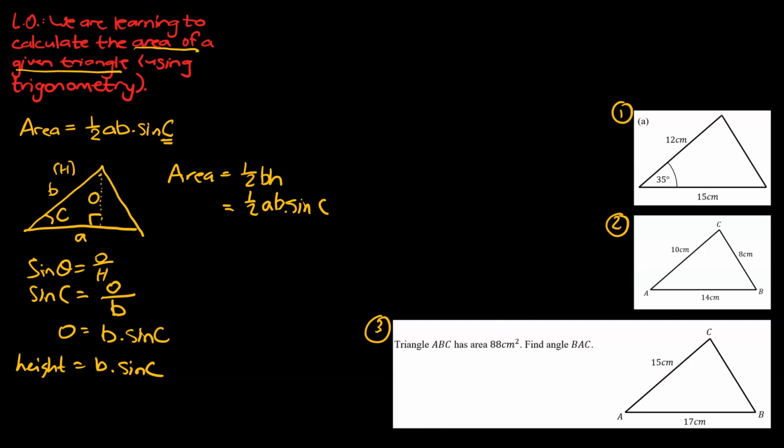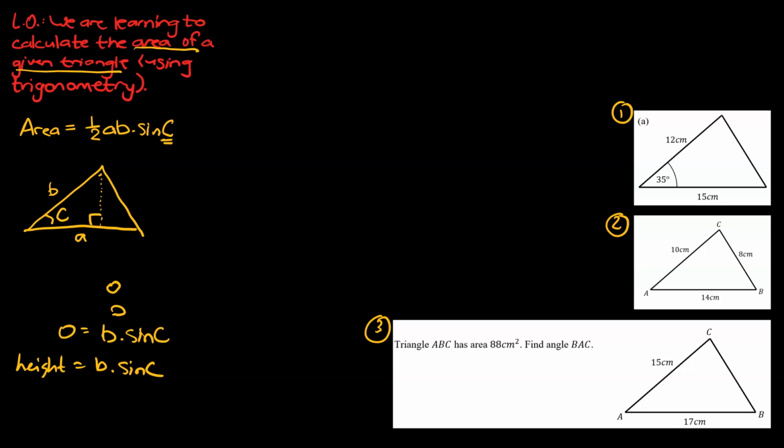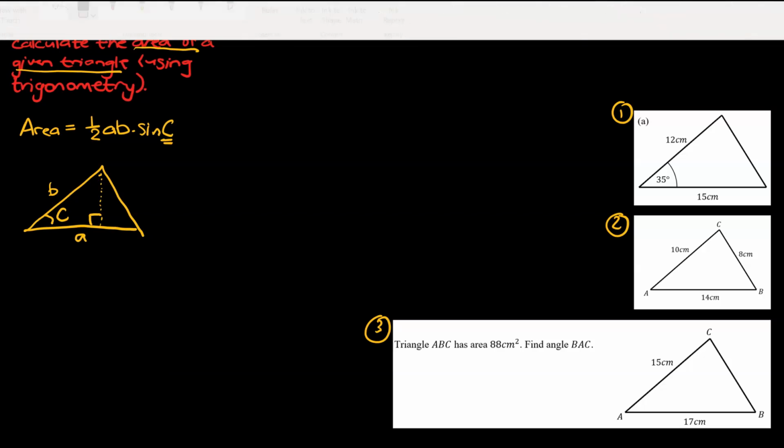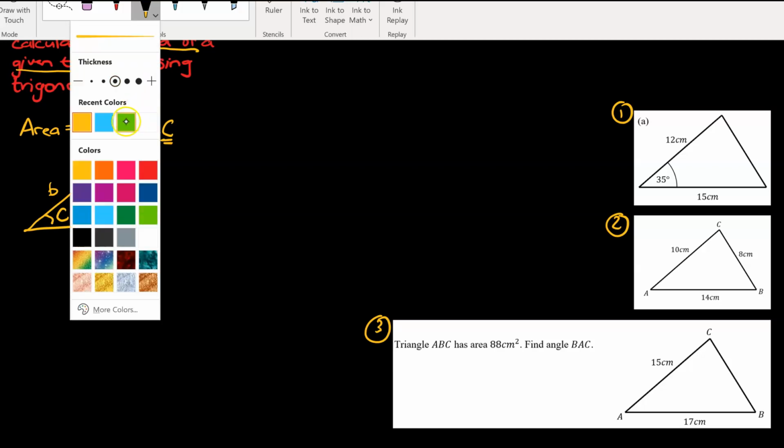Hopefully that mini proof holds some value, and it means we'll be able to apply this formula with a bit more confidence. I'm just going to rub out most of our workings. I'm going to leave the formula and our right angle triangle. Then we're going to get into our 3 examples, and we'll have a chat about how we can apply the formulas. So let's change pen color, let's get into blue.